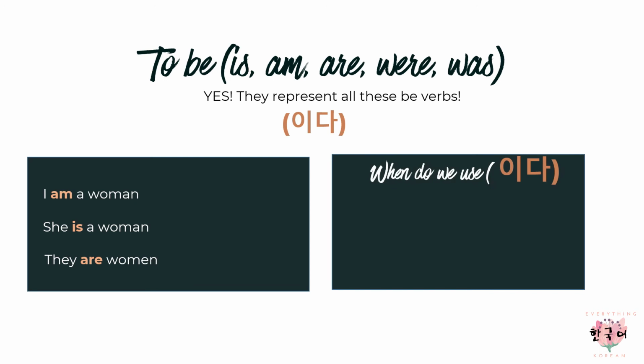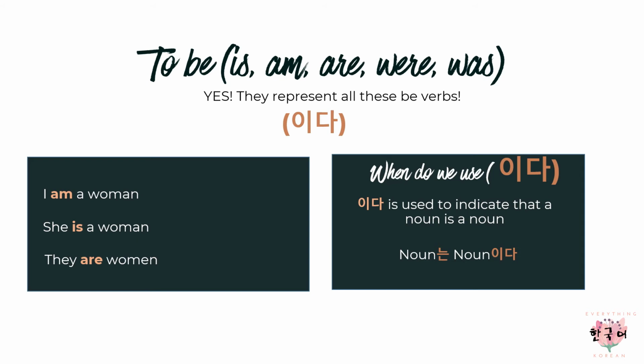Actually, we use ida when we want to describe a noun using another noun. So women here is not an adjective. It is actually a noun, which describes I, she, and they, right? So we use the structure noun, 는, noun, ida.